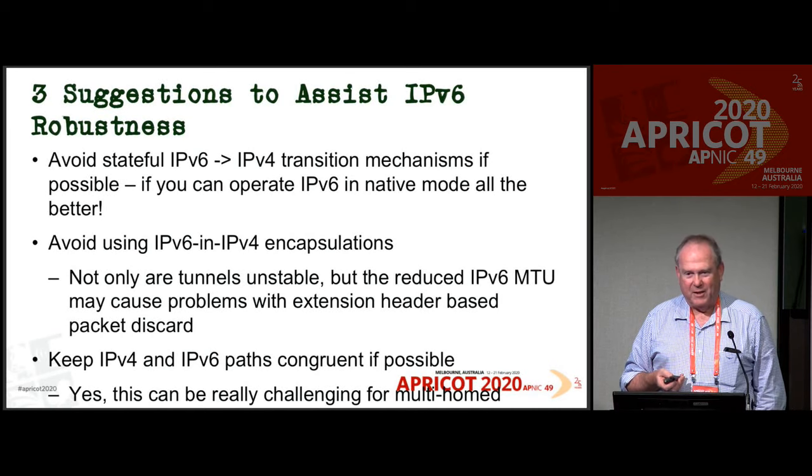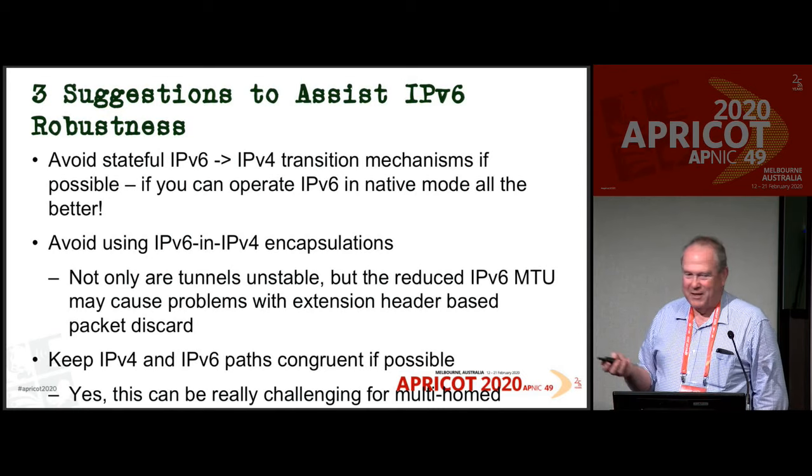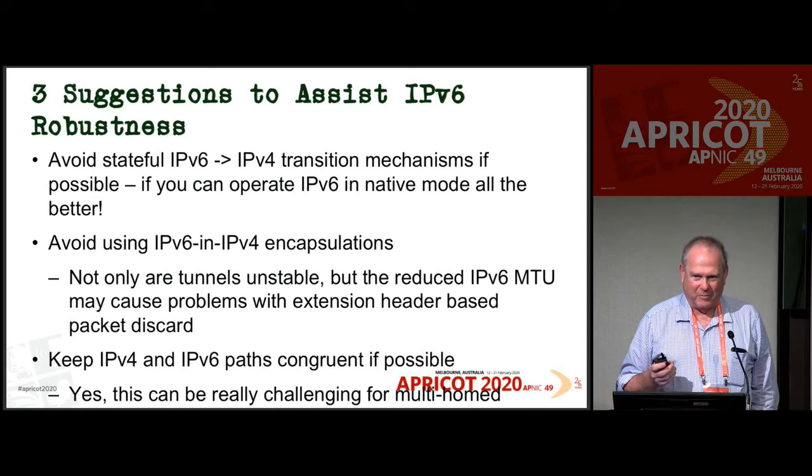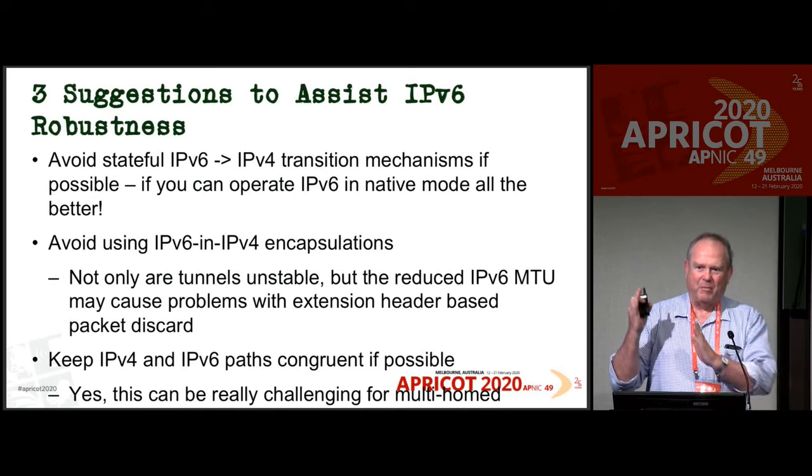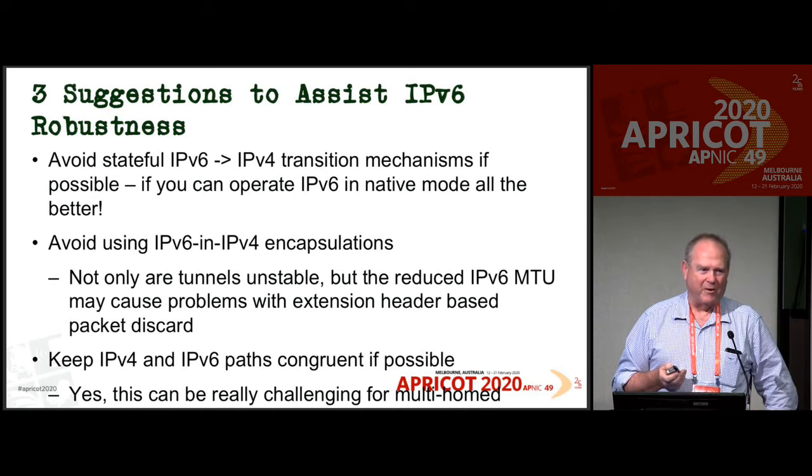Three suggestions. Don't use stateful transition. It's a terribly bad idea and things just blow up in your face. Don't encapsulate V6 and V4. It's a really, really bad idea. Tunnels are bad, right? Just tunnels are bad. MTU problems, etc. And last but not least, keep your routing together. If someone is your upstream in 4, they should be your upstream in 6. Keep them aligned. Stop doing V6 overlays or V6 silliness. It can be challenging for the multi-homed, but for Christ's sake, if you keep them aligned, things will work better than not.